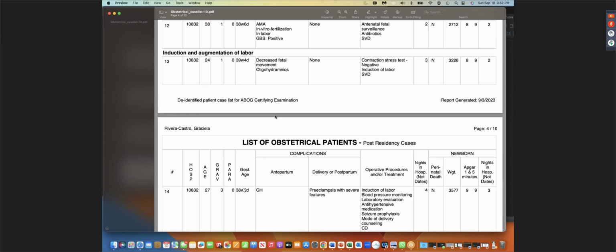I see. Let's go to case number 13. Okay, so you have a patient with decreased fetal movement, correct? Yes. And it seems like that prompted you to do an ultrasound. Am I correct in my assumption? Yes. And the oligohydramnios was present, which made you do a contraction stress test? Yes. So why did you do a contraction stress test?